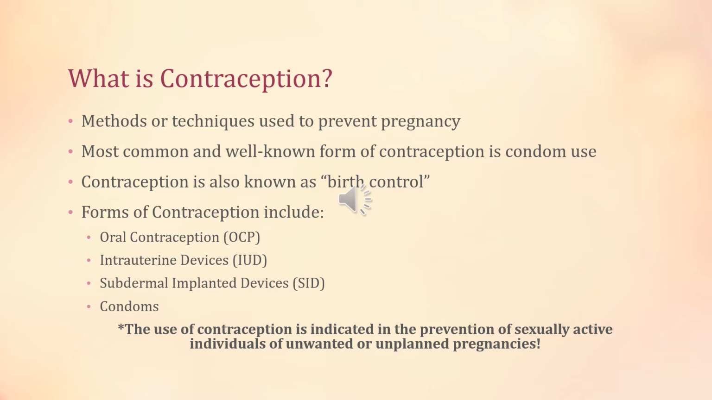Contraception is a form of birth control, which helps control the rate at which people get pregnant. Different forms of contraception include oral contraception, intrauterine devices, subdermal implant devices, and condoms, just to name a few. There are others out there. The use of contraception is indicated in the prevention of unwanted or unplanned pregnancies in sexually active individuals.